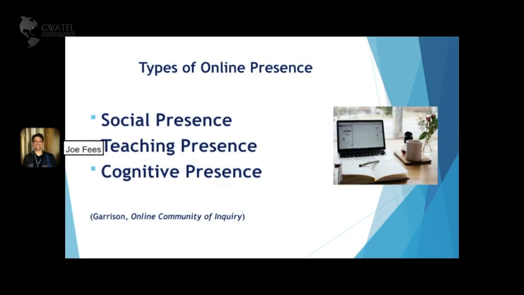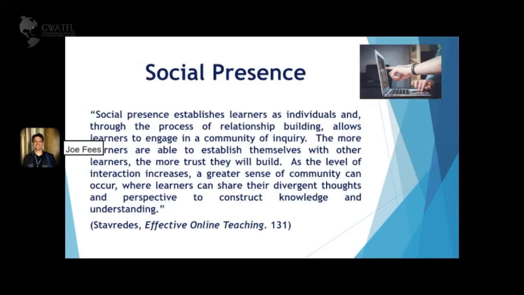According to Garrison, there are three principal types of presence in an online course, and these are social presence, teaching presence, and cognitive presence. The first type of presence that we will address is social presence. And basically, social presence is the interaction among students in a class.